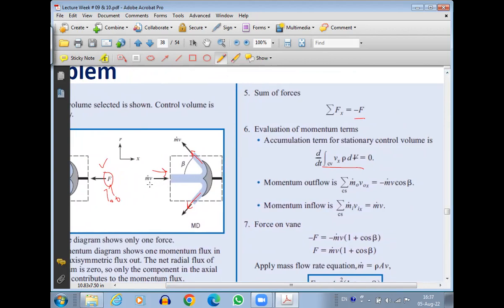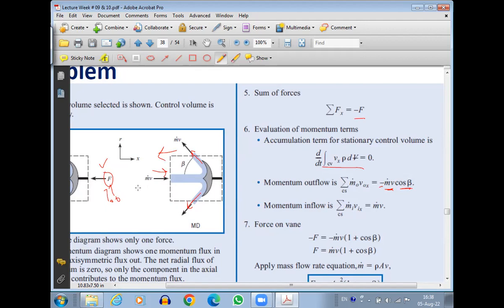Okay, but it is the same fluid which is coming in, it's actually going out. So it's basically m dot v that is going out, but since we are talking about the x component, and it is making an angle beta with the x-axis, it will be m dot v cos beta going out, but the x component will be in the negative x direction. So that's why a negative sign is here. Negative m dot v cos beta is the momentum outflow.